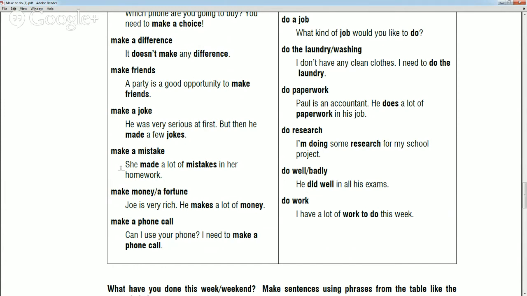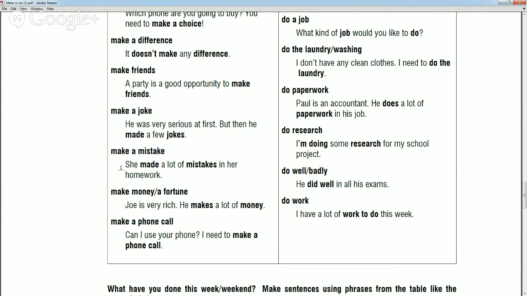So make money or make a fortune. Okay, can you read that one? Joe is very rich. He makes a lot of money. That's cool. Are you friends with Joe? Yes. No. Okay, will you introduce me to him? Is he single? Yes, probably. Okay, so he's single, he's rich. Okay, I want to meet him.